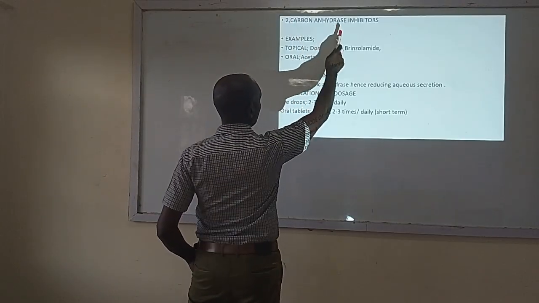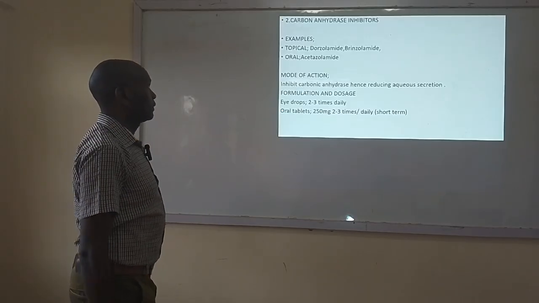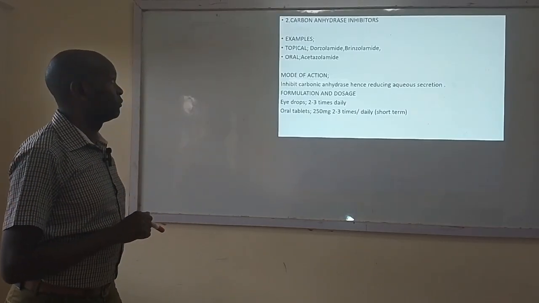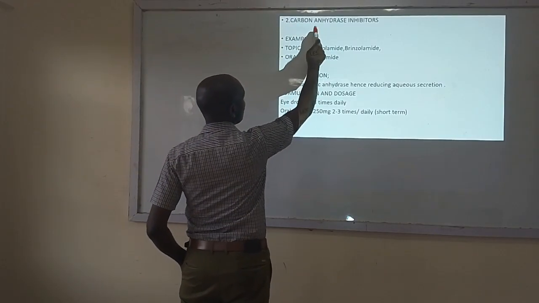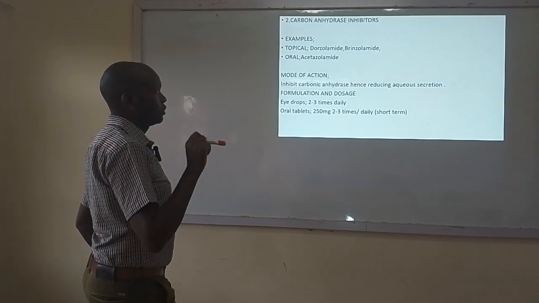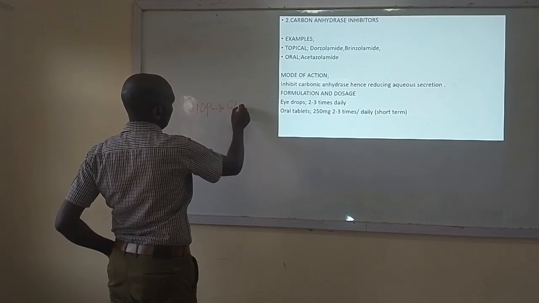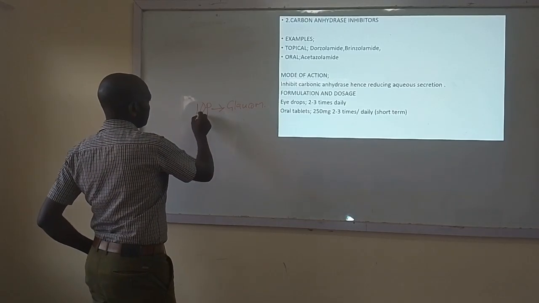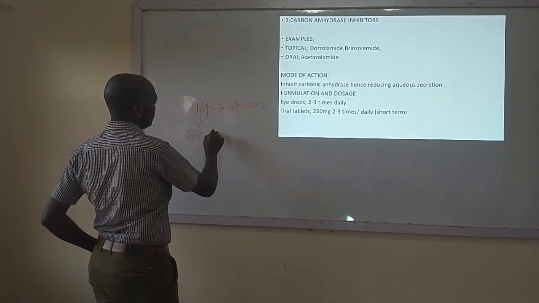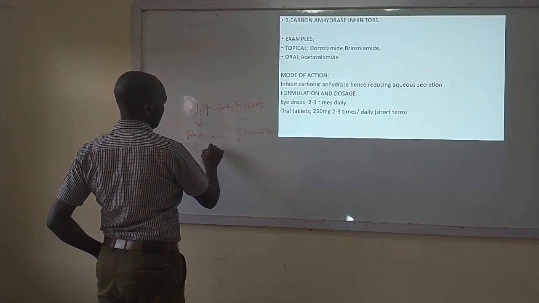So carbonic anhydrase is a very active and important enzyme in production of aqueous humor, and that is why in the management of increased intraocular pressure, we want to inhibit this enzyme to reduce production of aqueous humor. Remember, our aqueous humor is the one contributing to increased intraocular pressure, which gives us glaucoma. So we want to reduce increased intraocular pressure by reducing production of aqueous humor.